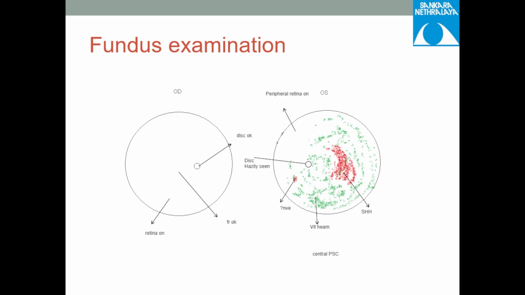On fundus examination, the right eye was unremarkable. The left eye revealed vitreous hemorrhage along with subhyaloid hemorrhage, and the disc was very hazily seen. Peripherally, only superonasally the retina could be visualized, which was attached, and inferonasally there was a possible neovascularization. Centrally, there was cataract.